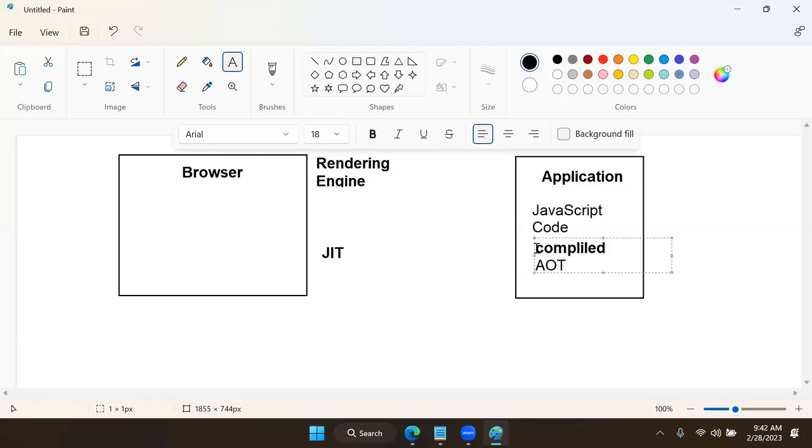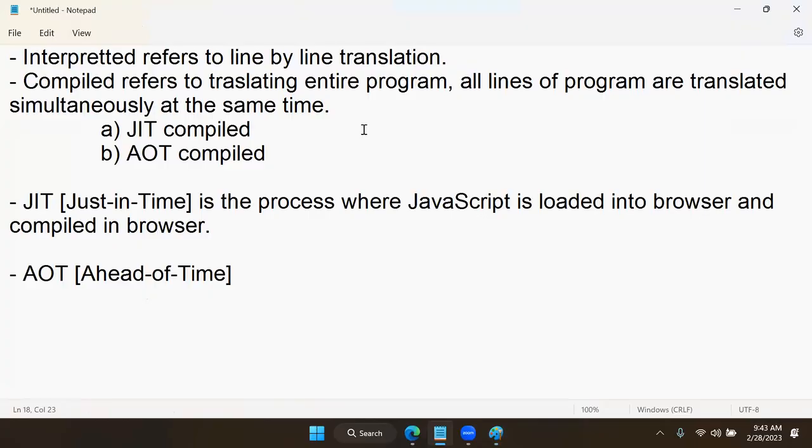Earlier, JavaScript had to be compiled in the browser, but now it is being compiled inside the application itself. The application compiles JavaScript and sends the result to the browser. So this is faster and better in performance. It will reduce the burden on the browser and it will improve the performance of JavaScript applications. All JavaScript technologies are implementing this mechanism recently. So JavaScript is both interpreted and compiled. And JavaScript has two compiling techniques, JIT compiling and AOT compiling.